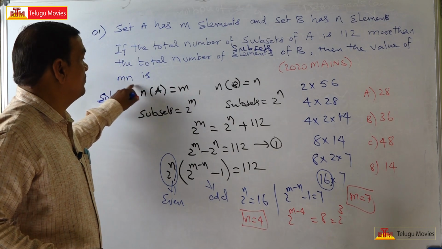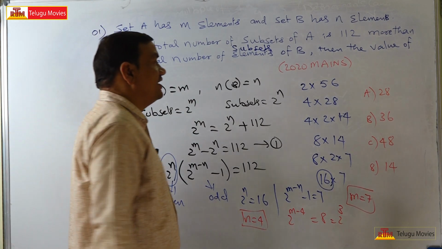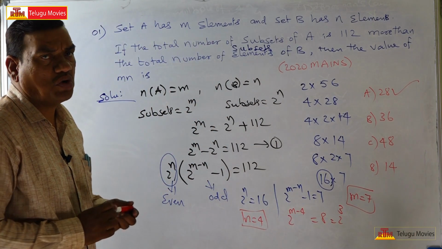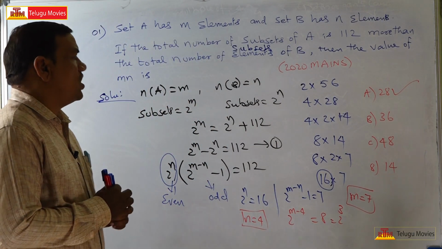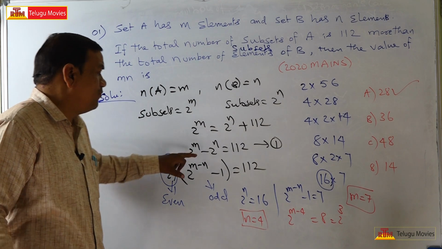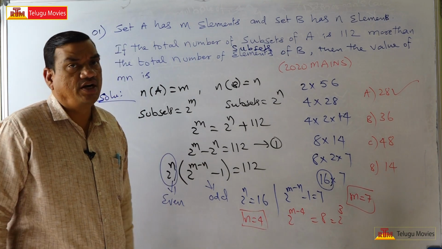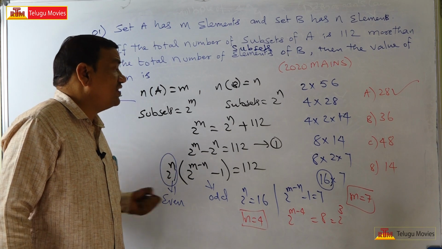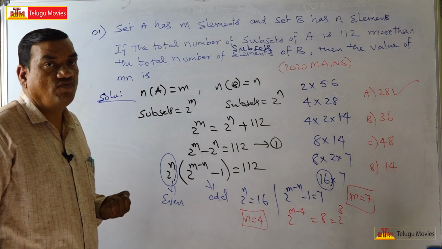We want m into n. m into n is equal to 4 sevens, which are 28. So it is a very logical problem. Up to here any student can do, up to this equation they will get. But after this, solving is somewhat difficult.